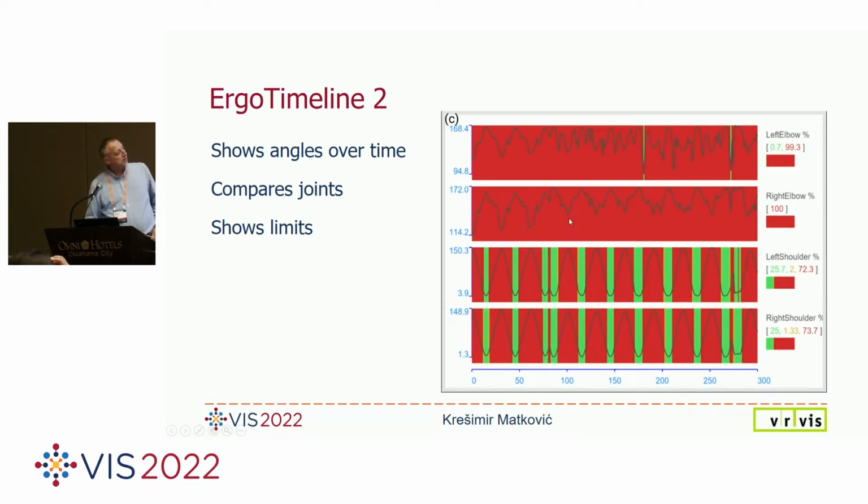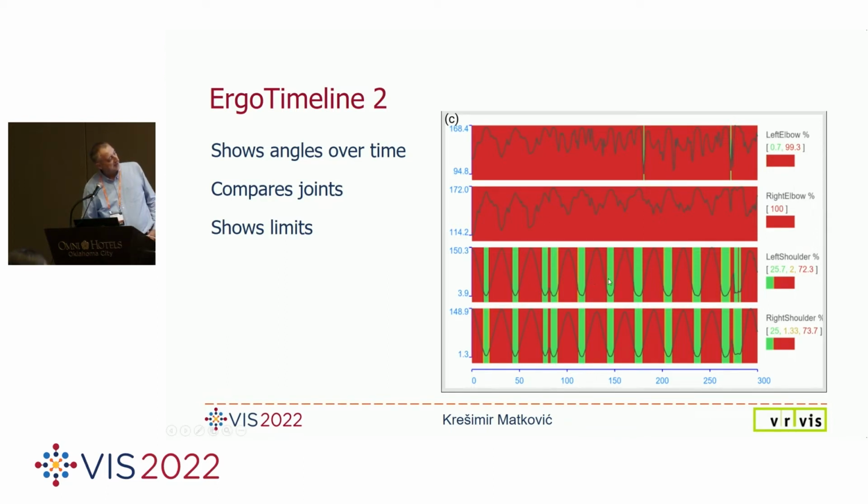We can also do this on top of each other, of course, or several at once. And we can also use color in the background to indicate which angles are green, which are red, which are yellow, so that they can immediately see if here everything is red, this is not good.